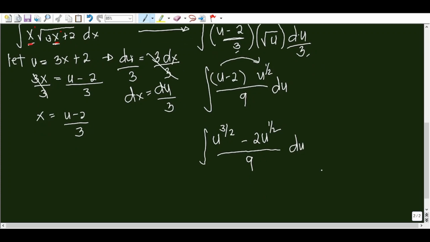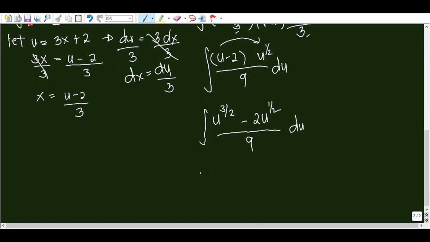Then, papasok tayo dito sa may associative property. Anong sabi natin sa associative property? Yung pinag-aralan natin last meeting. That is equal to u raised to 3/2 over 9 du minus the square root of 2u raised to 1/2 over 9 du. Ma'am, bakit mo pinaghiwalay yan? From the associative property, rule number 3. Tama? Since pareho sila ng denominator, pwede ko silang paghiwalayin. Pero kung hindi sila pareho ng denominator, parang din sa may arithmetic ninyo ito.